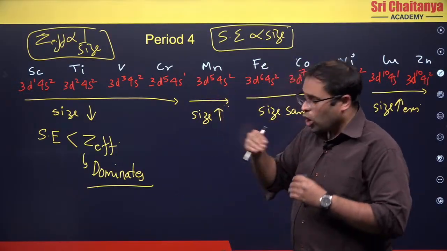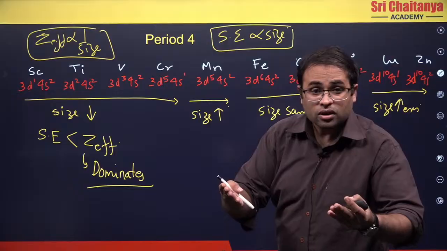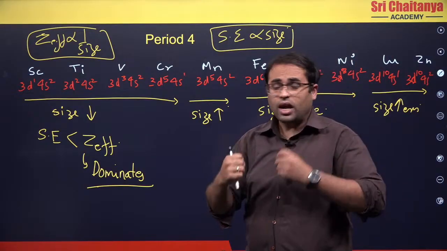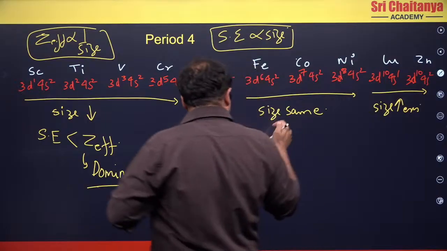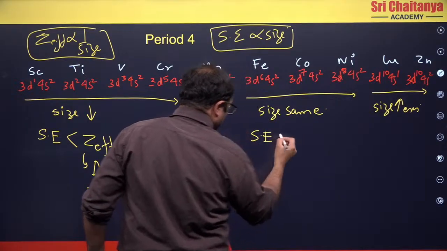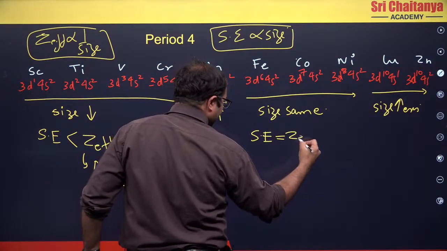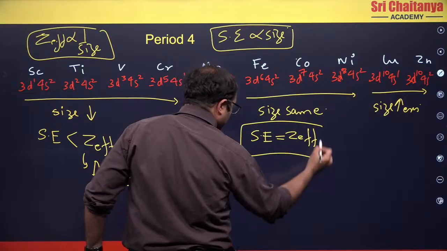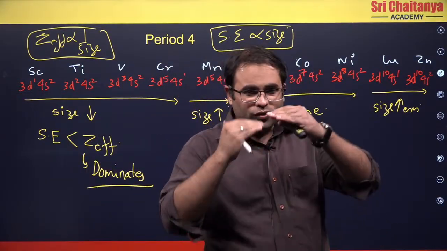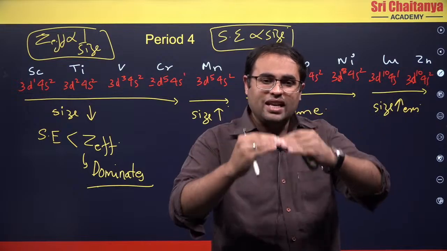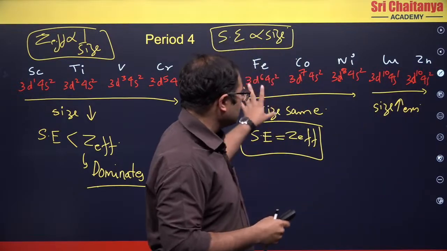Increasing. Here it all of a sudden increases a lot, right? So that's why the size increases. Now at this position, the screening effect becomes equal to your Z effective. As they become equal, both of them balance each other out and the size does not change much. So that's why size remains same.